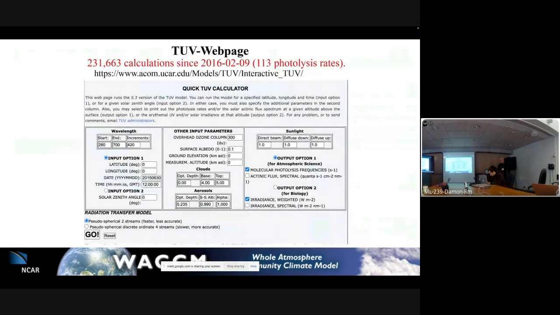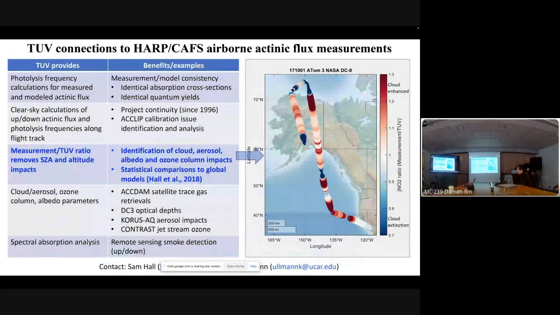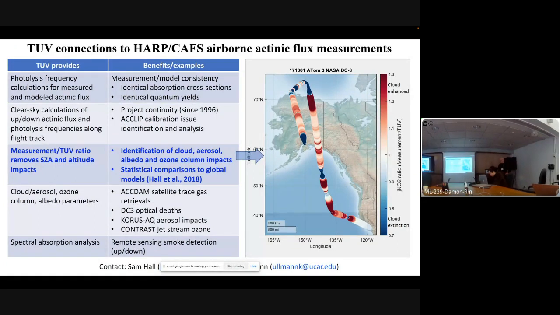This is the TUV web page. It's important to keep this going. Sasha would like that. Since 2016, there's been over 231,000 hits on this page, driving photolysis rates. If you look at the HARP CAF airborne and actinic flux measurements, they use this in the field. They take TUV, they measure actinic flux, they put that into TUV, use a given set of cross-section quantum yields, for example, for NO2, and they calculate a J rate.